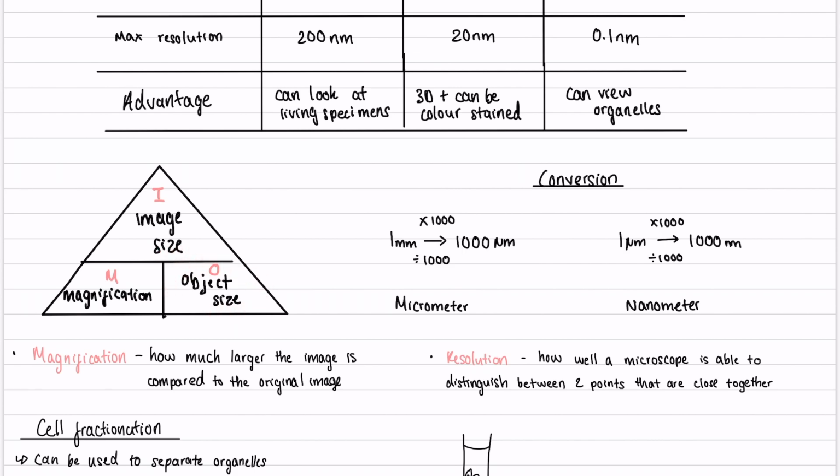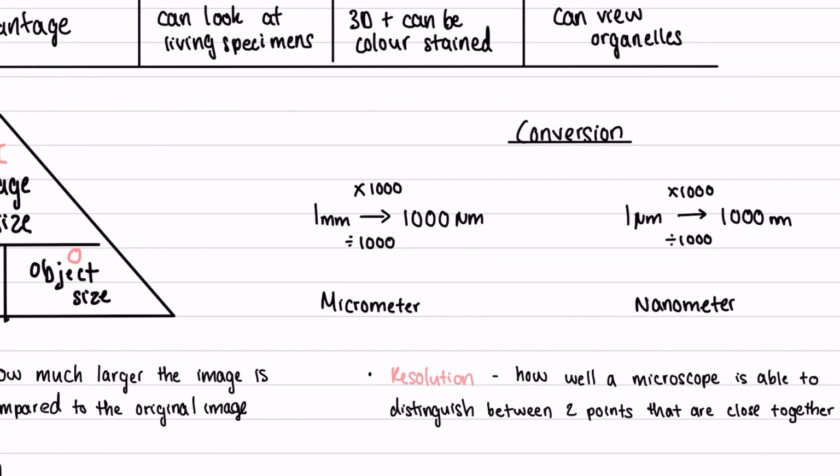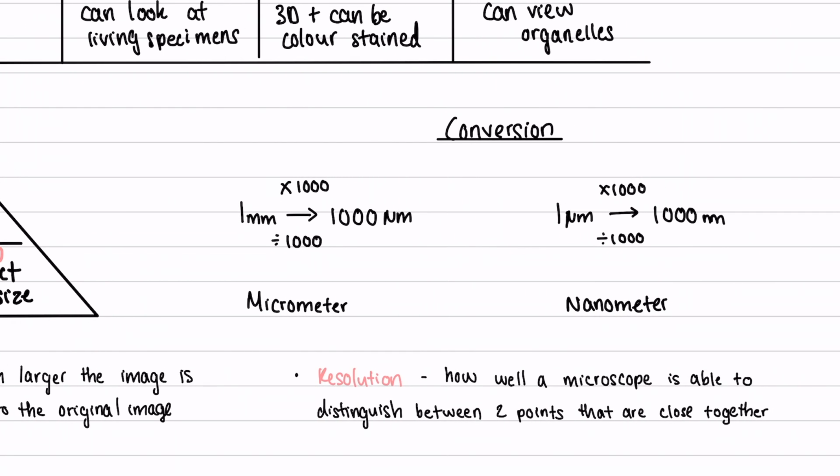Also, remember your conversions. So 1 millimeter to a micrometer, you need to multiply by 1,000, or the other way around, then divide by 1,000. In order to convert 1 micrometer into a nanometer, you need to multiply by 1,000, or the other way around, then divide by 1,000.